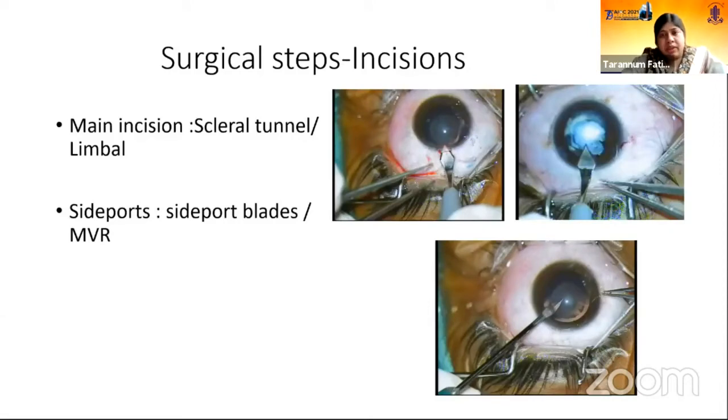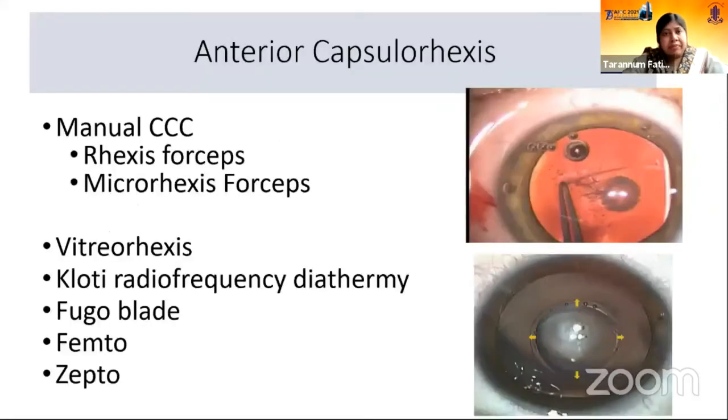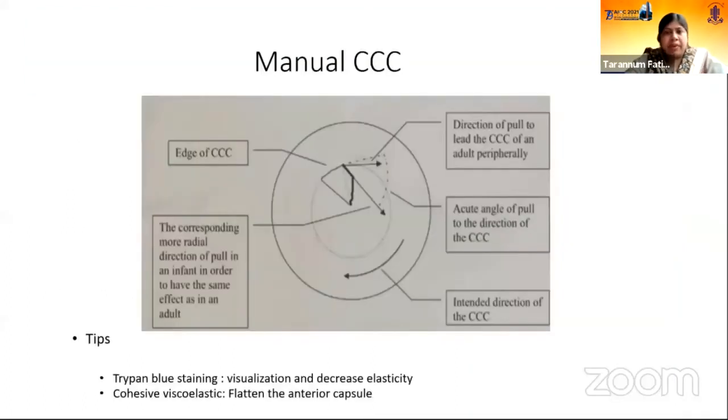Surgical steps include incision. The main incision can be made limbal, scleral, or clear corneal. Side port incision can be made by an MVR blade or side port blades. The anterior capsulorhexis is usually done manually by rhexis forceps and micro-rhexis forceps. The other options are vitrectorhexis, Fugo blade, radiofrequency, diathermy, femto, and others.